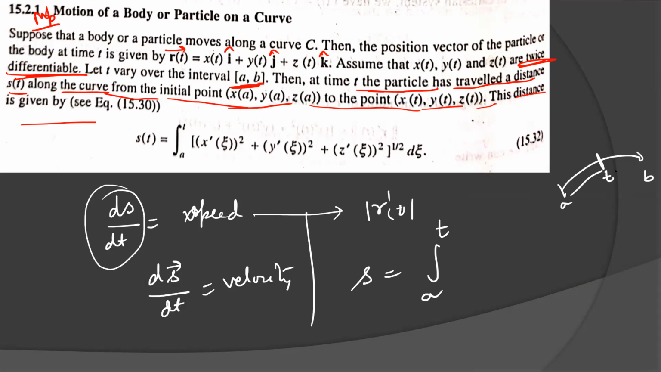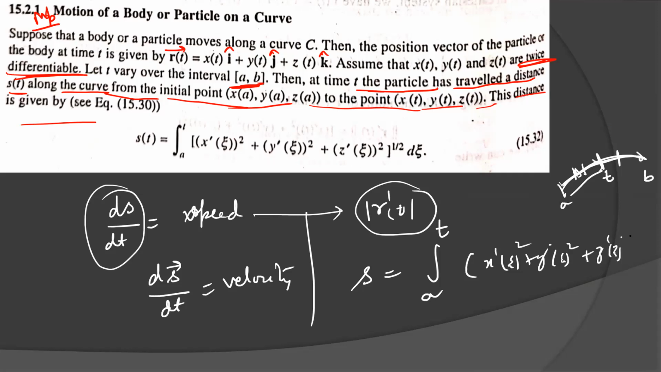If you take the limit a to b, it will give you the complete distance. But if you want small pieces of distance, then you have to take t as a variable, and its magnitude will be the integral of square root of (x dash xi) whole square plus (y dash xi) whole square plus (z dash xi) whole square, d xi. Some people use q as a new notation, d xi equal to dq. Then the limit of q will be a to t.